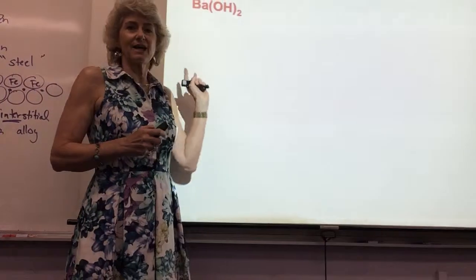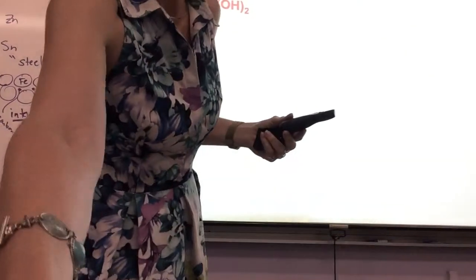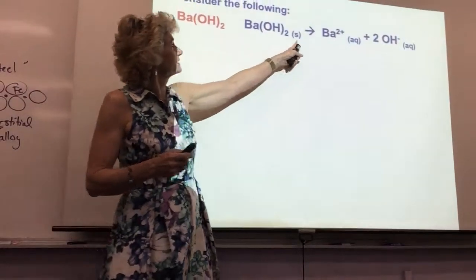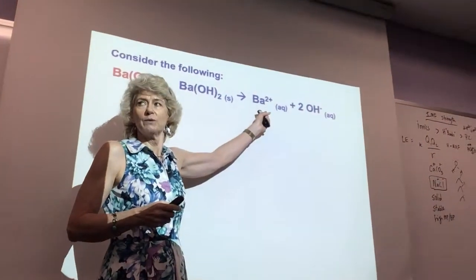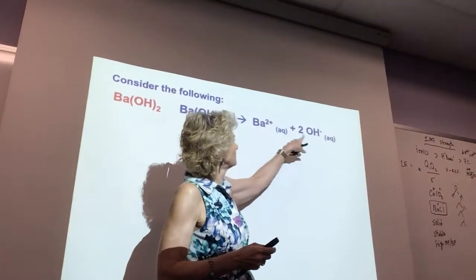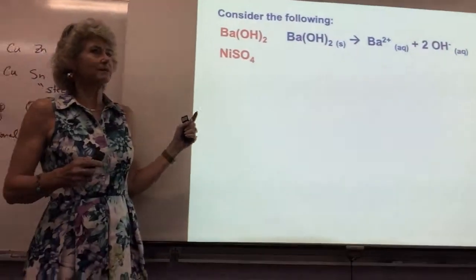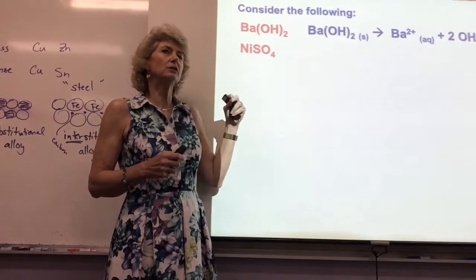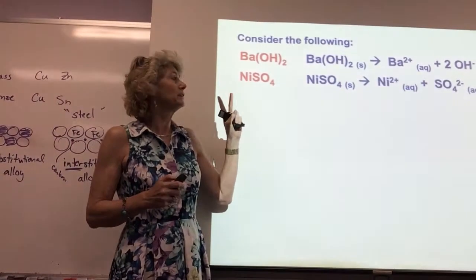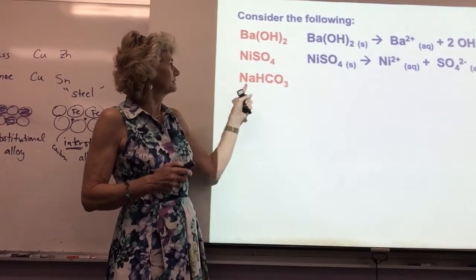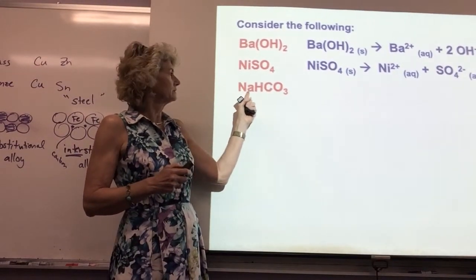Okay, what's the name of this guy? Barium hydroxide, and it dissolves in water. It's a solid. It dissolves, here's the molar ratio, we haven't done this in a while, one ion of barium and two of hydroxide. What's the name of this guy? Nickel 2 sulfate, two ions. This one you just read left to right. Sodium.